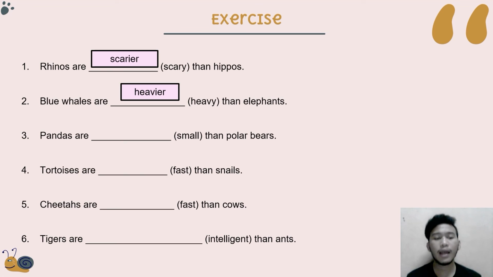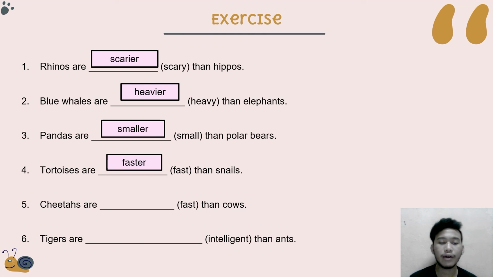Number 3, pandas are small than polar bears. So we need to use smaller. Number 4, tortoises are fast than snails. So if fast, we just add er at the end of the word. So it will be faster. Number 5, cheetahs are fast than cows. So if fast, we also just add er at the end of the word.